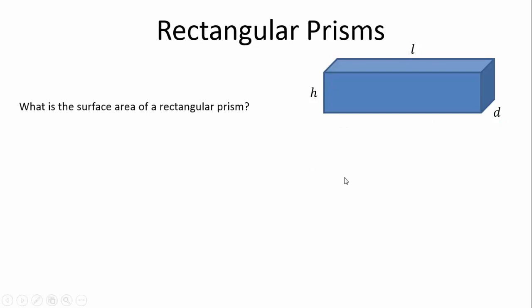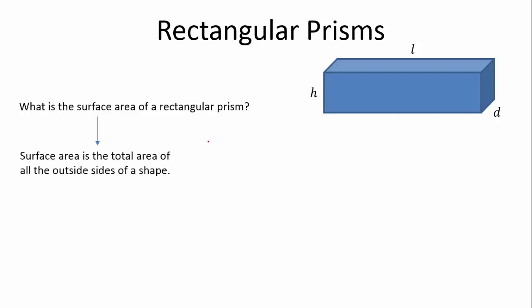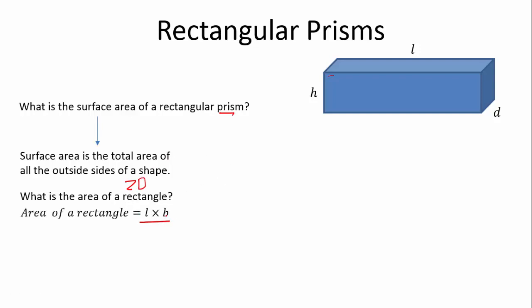What is the surface area of this rectangular prism? Surface area is the total area of all the outside sides of the shape. All these outside areas, right? So what is the area of a rectangle? Not a rectangular prism, just a 2D, not 3D, 2D rectangle. Well, you know the area of a rectangle is length times breadth. We don't have a breadth here, but remember, length and breadth can just be simply the 2 sides.